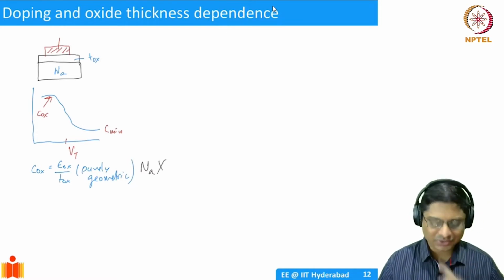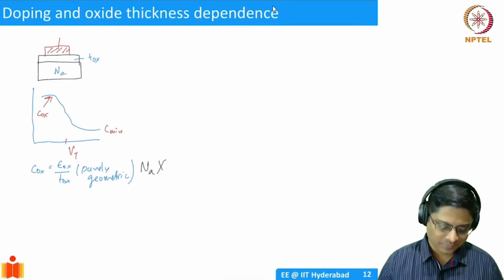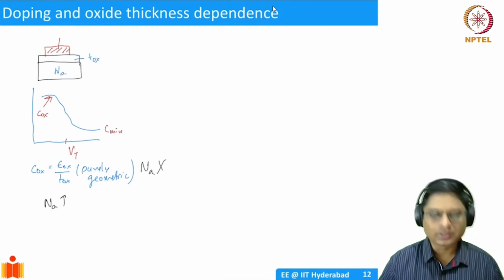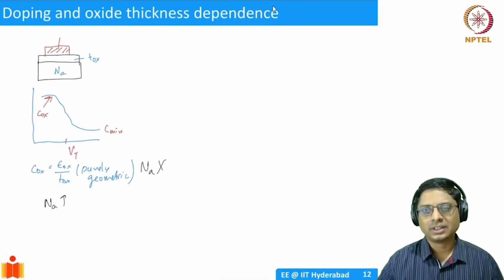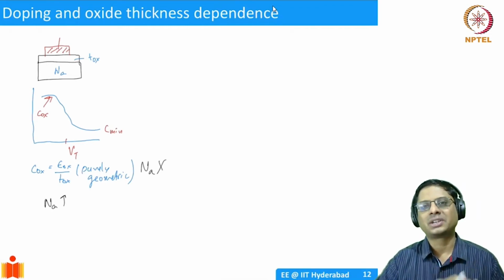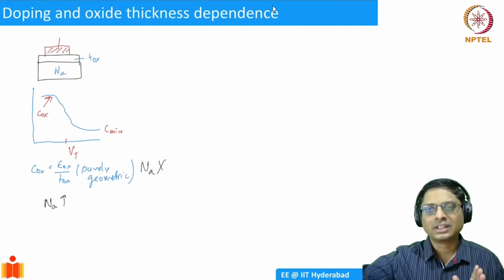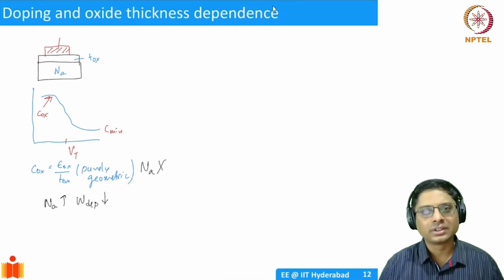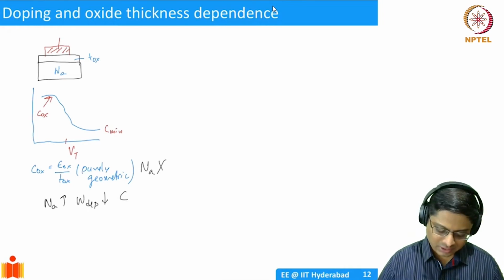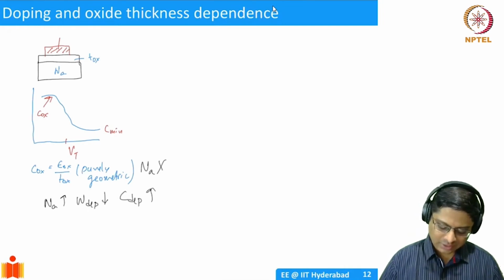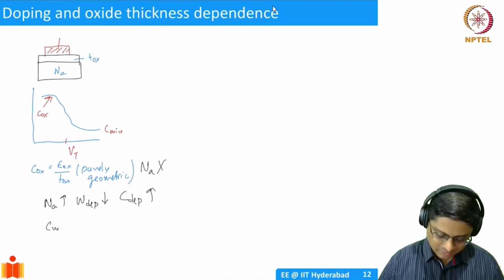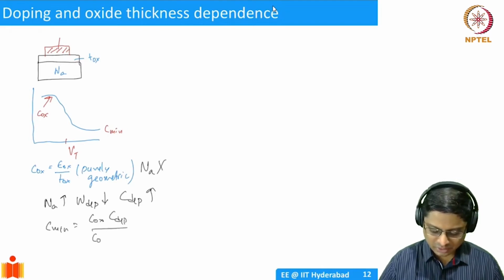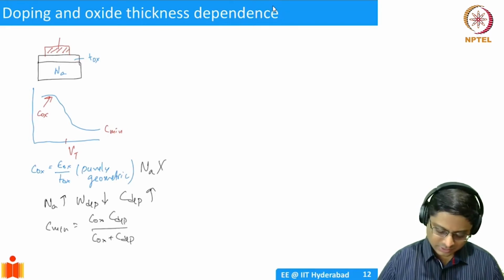So what happens to Cmin? Will Cmin change with Na? To understand that, what happens when you increase Na, the substrate doping? The depletion width is going to reduce, right? You don't need to uncover as much charge, as much deeper into the semiconductor. So W depletion reduces. That implies that your C depletion is going to increase. Therefore, your Cmin, which is COX times C depletion divided by COX plus C depletion, is going to increase.